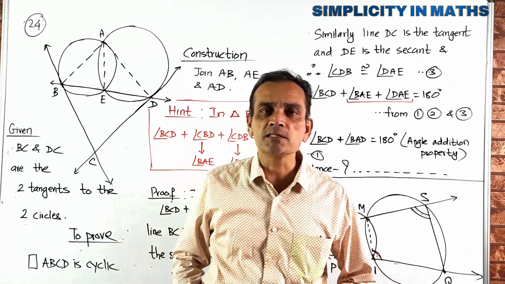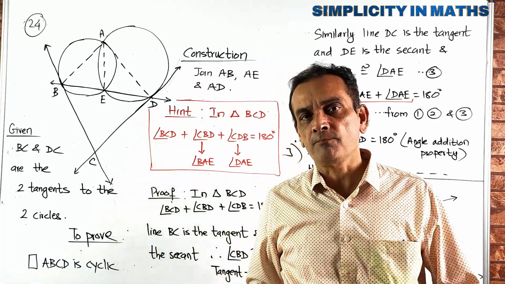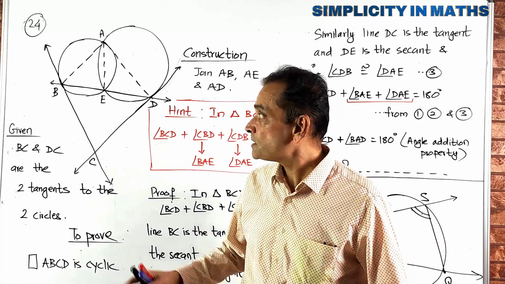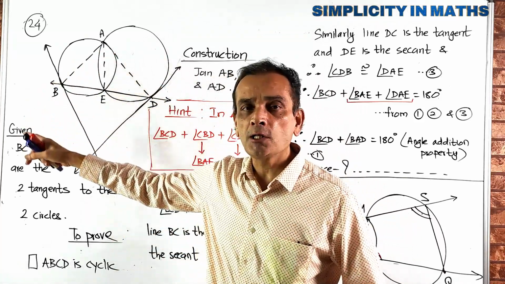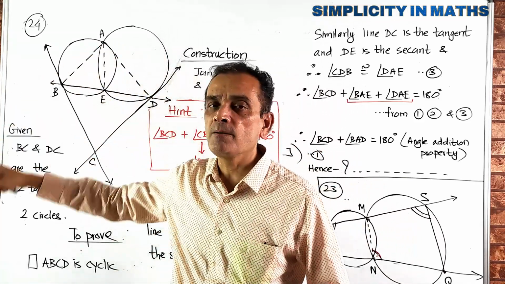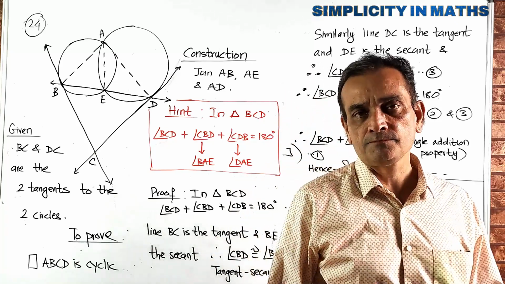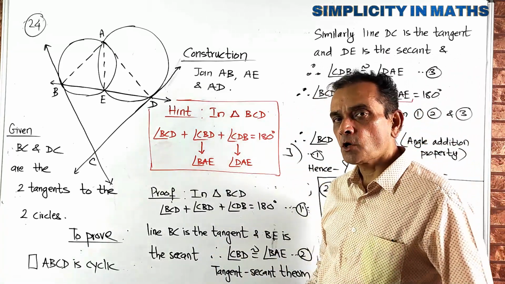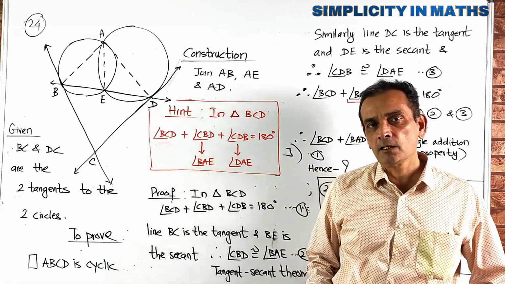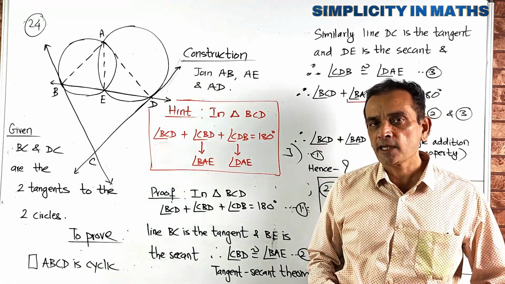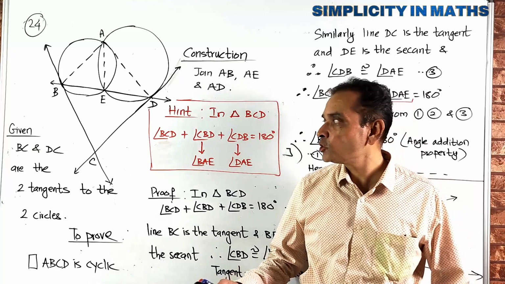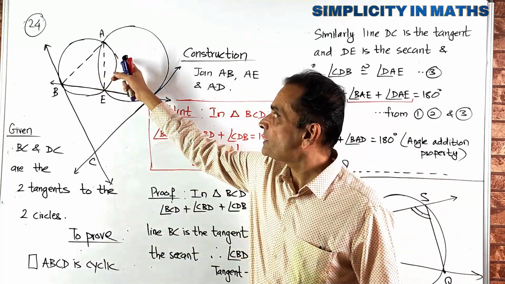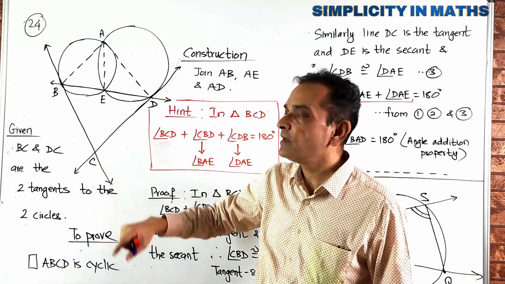Quadrilateral ABCD is cyclic. Now what is a cyclic quadrilateral? A cyclic quadrilateral means a circle passes through all the 4 points. We have to show quadrilateral ABCD is cyclic. So whenever you want to show a quadrilateral as a cyclic quadrilateral, what do we do? We have to show that the opposite angles are supplementary.